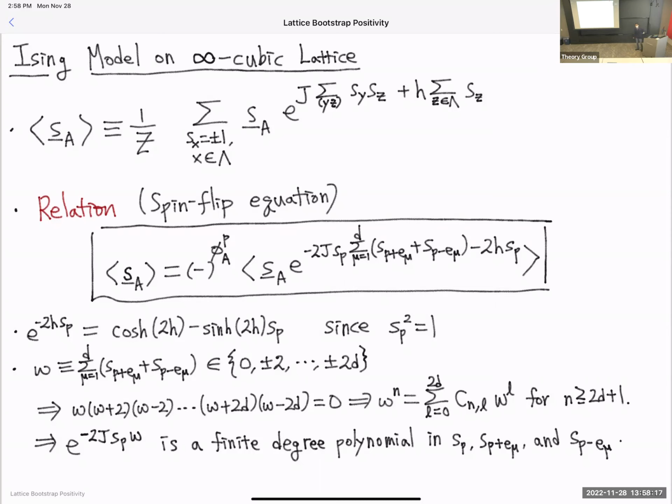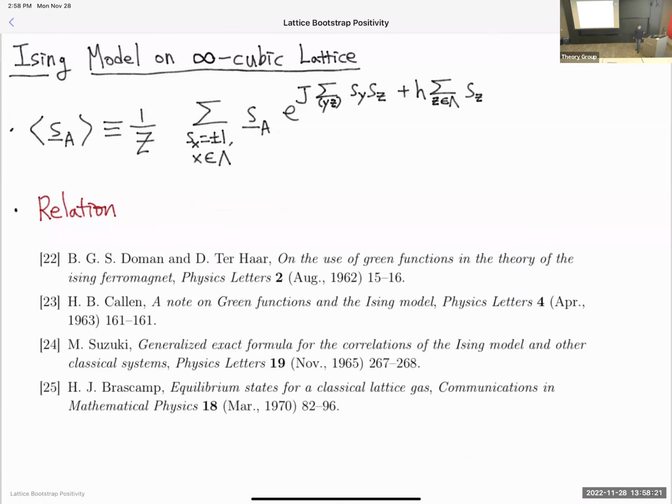Any questions so far? By the way, we are not the first one to derive this one. These were already known in the 60s. Okay. So these are very old results, which are not very much used somehow.